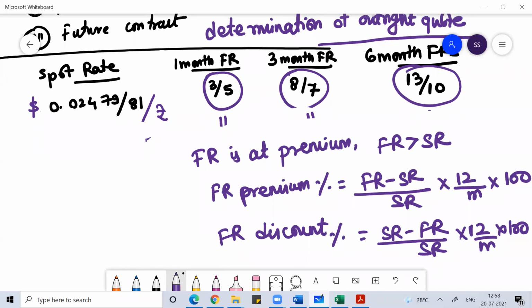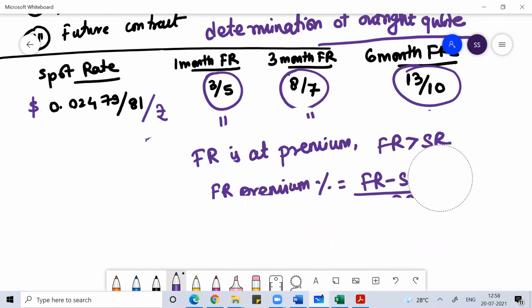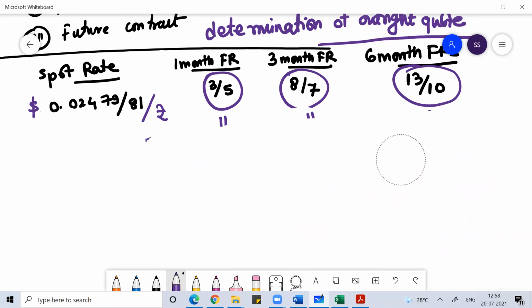So this part you can understand, guys. Try to understand this part by yourself.